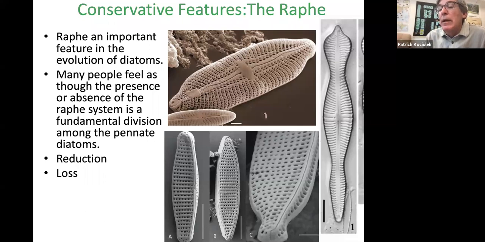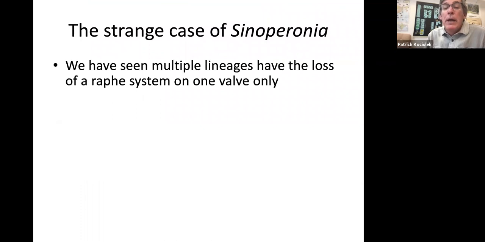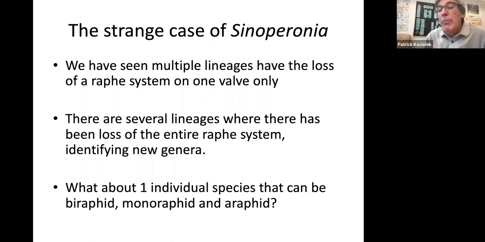It must be something that we can hang our hat on. But I want to introduce you to a genus of diatoms that's been named Cynoperonia. We've seen, again, even though there may be loss within a raphid system in the monoraphid diatoms, and maybe that happens several times, usually within that genus, if it's monoraphid, it's monoraphid. But what I'm going to introduce to you here is a single species that can be biraphid, monoraphid, and araphid.